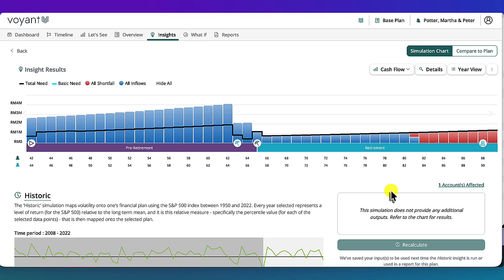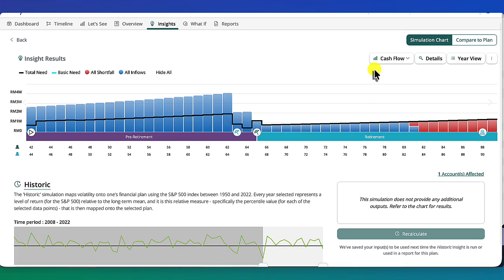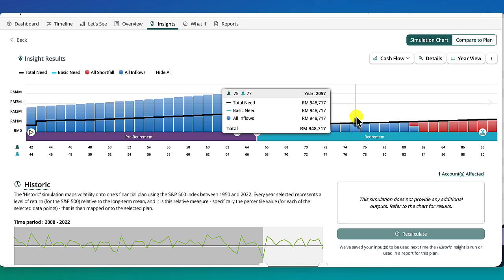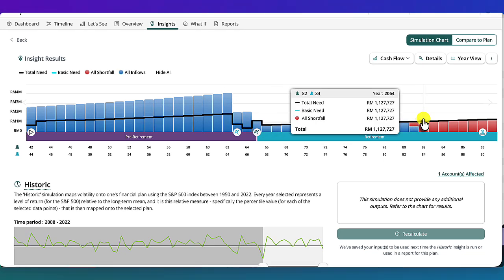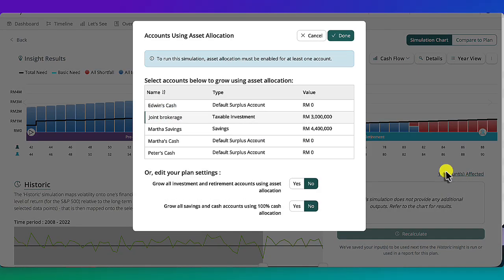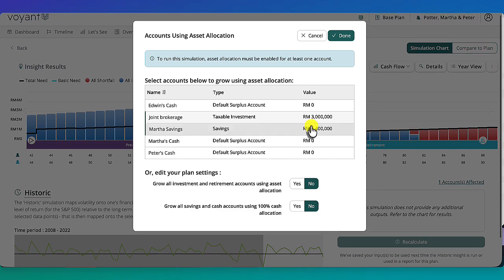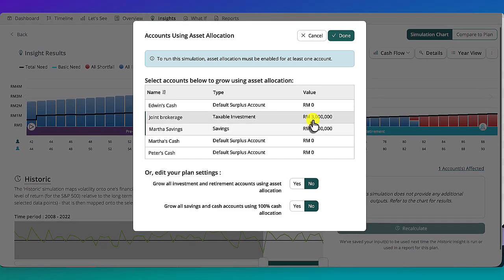First thing I want to look at is the cash flow chart, which we are currently in. So we can see in this example, there is some red in the end of the plan. So that means one account has been affected, and we can see that here. So if we go ahead and click on this area, we can see which accounts are affected by this insight. So the joint brokerage is the one that is going to be affected.